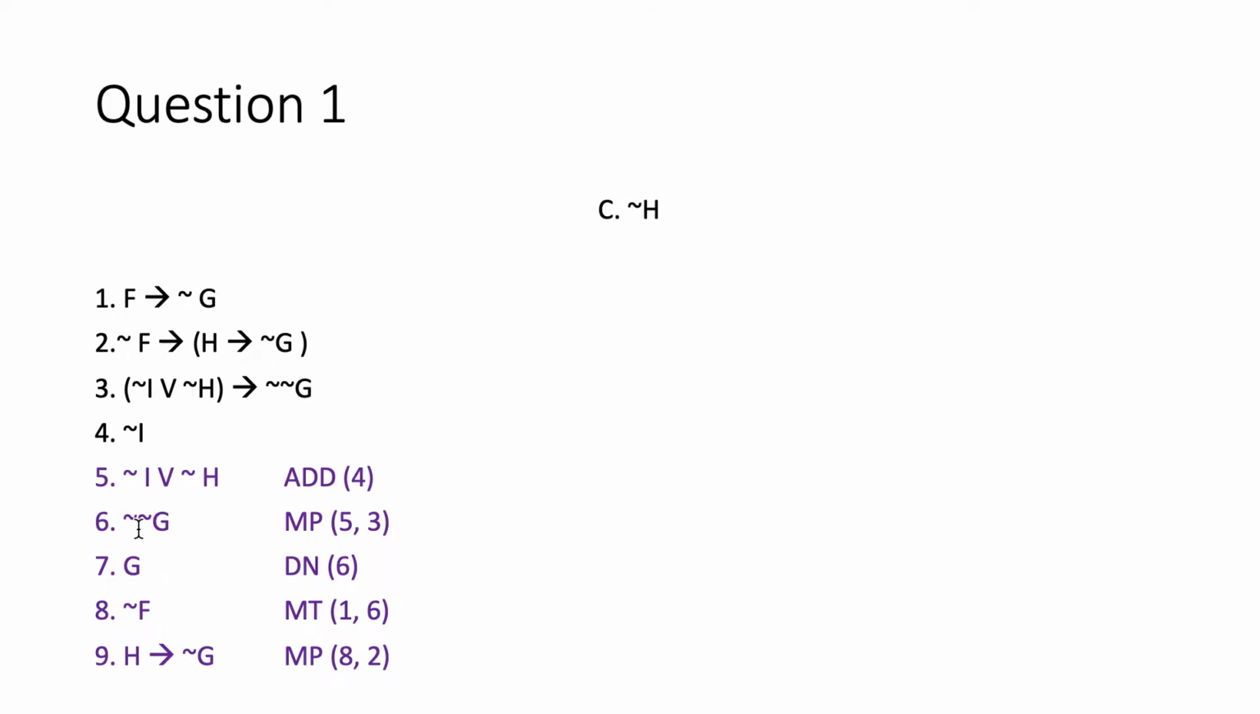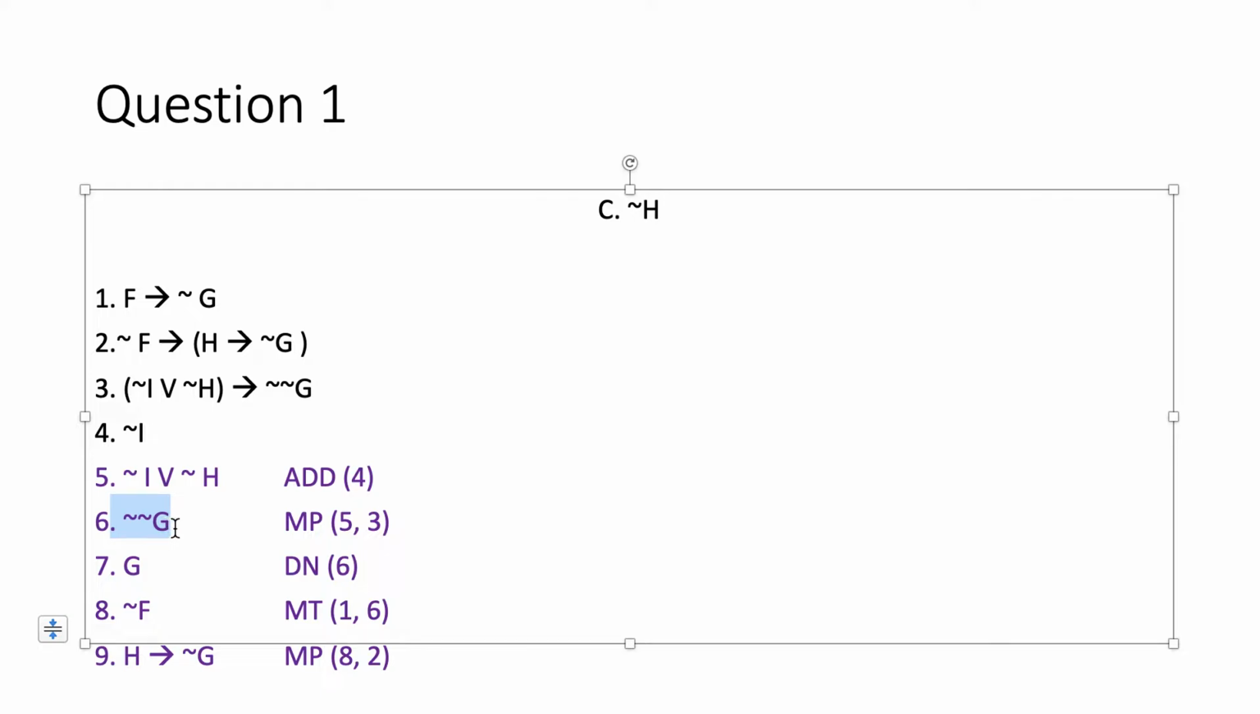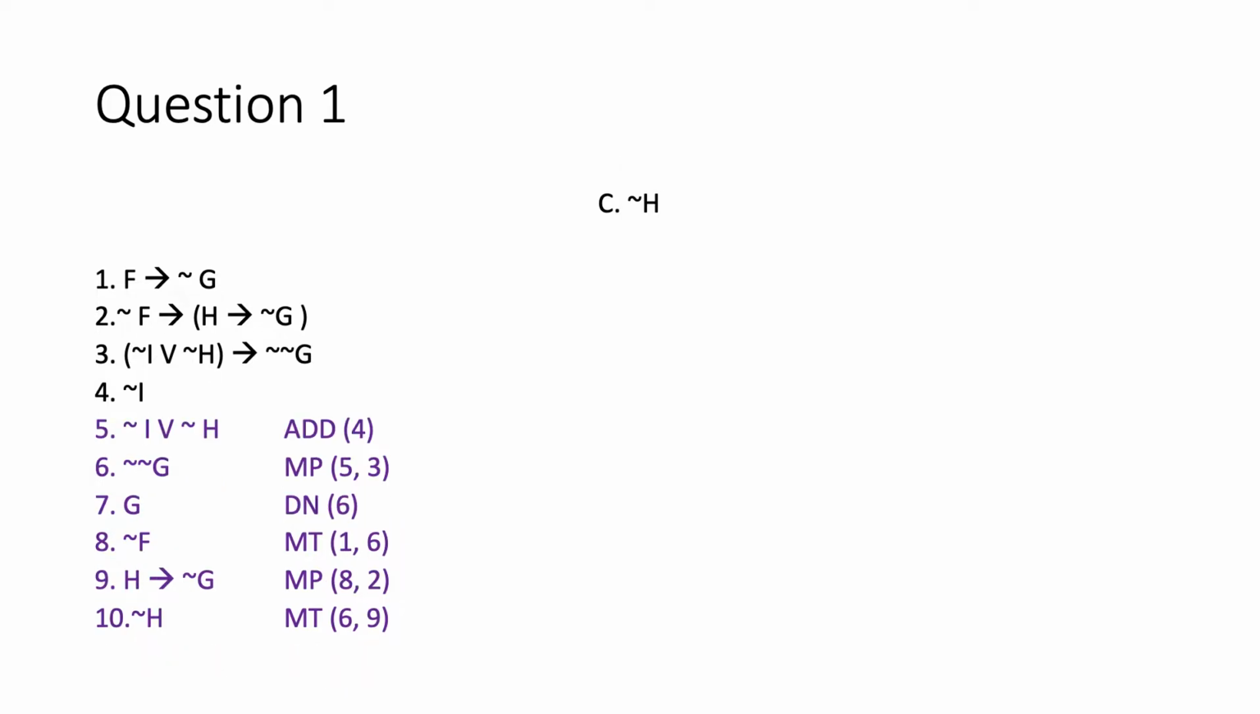Now I look at what else I have. I have not G on line 6. On line 9, the consequent of the conditional is not G. So I can use 6 and 9 to get not H via modus tollens, which is my conclusion. Next question.